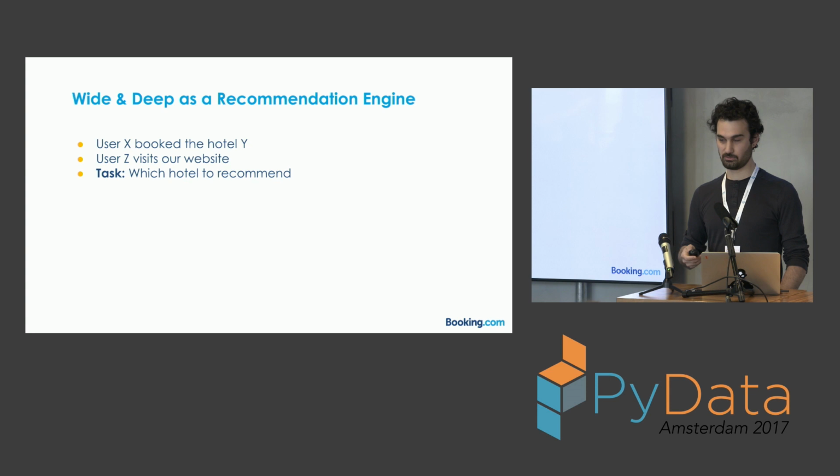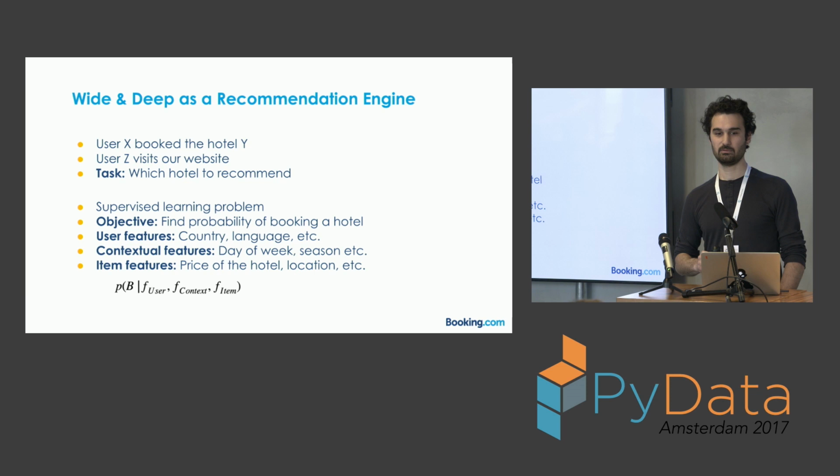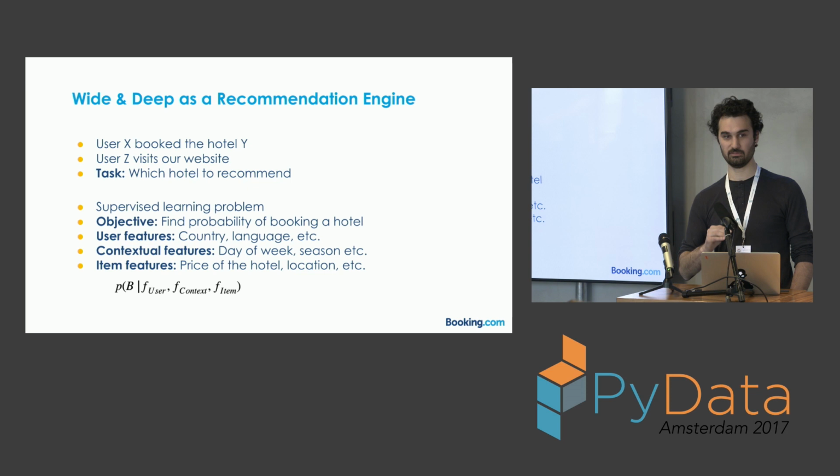And how we do it is basically we can define our problem as a supervised learning problem, where our objective is to find the probability of booking a hotel. So if we can find this nicely, then we can recommend hotels to the users in descending order. And what kind of features can we use?